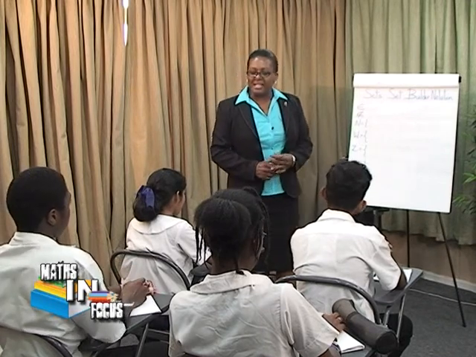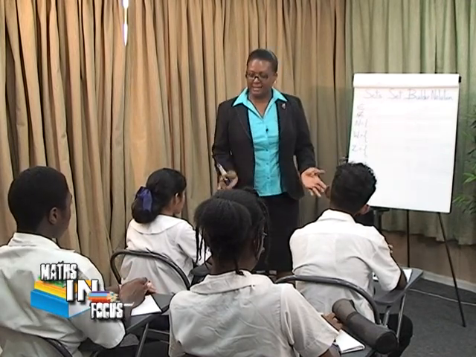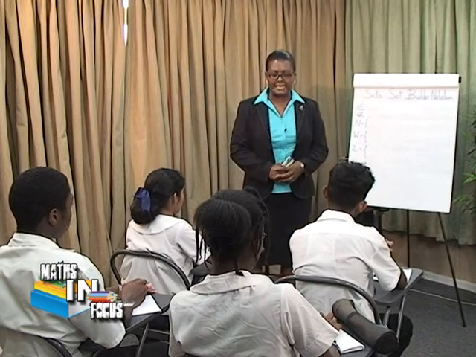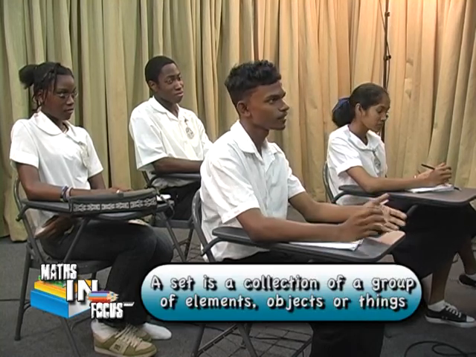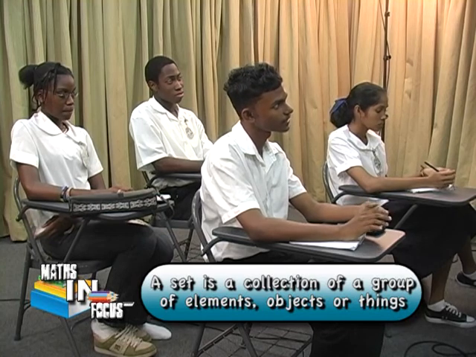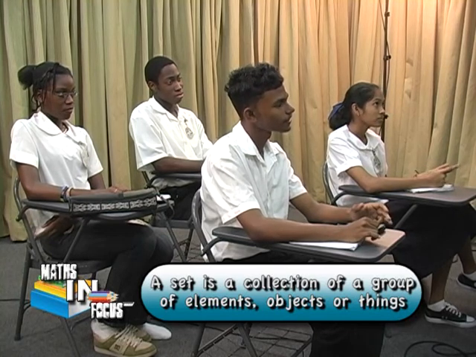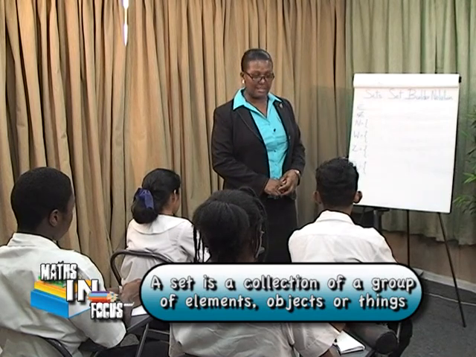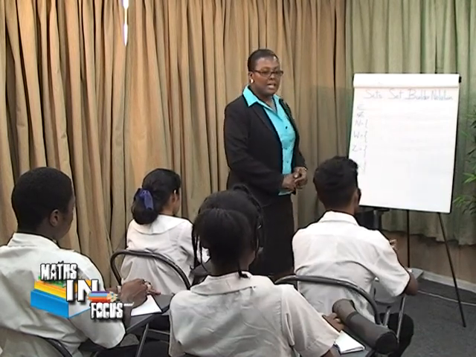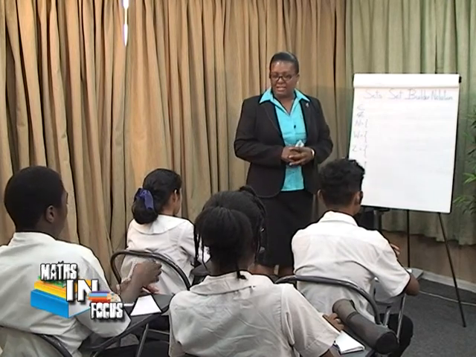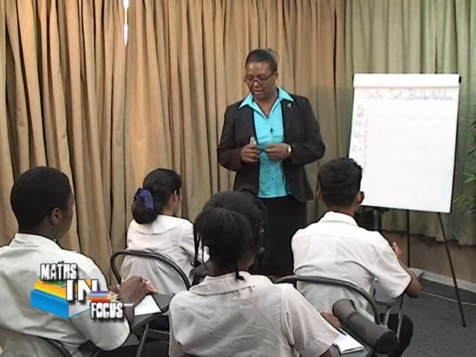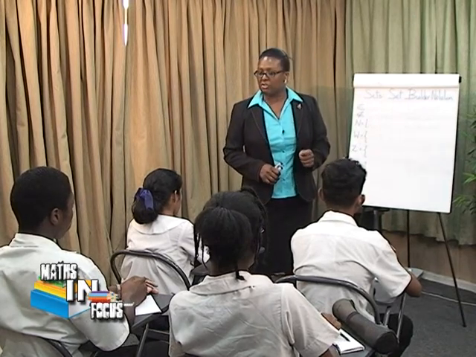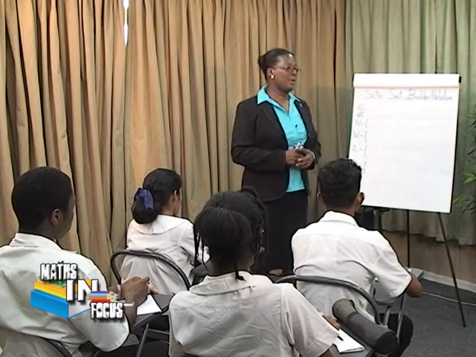Now, first of all, I would like somebody to tell me what is a set, the general definition of what a set is. Yes, Miracle? A set is a collection or group of elements or objects or things. Good. Now, the things that are found in a set are called its elements or members. For example, I have a set of students here, and each one of you is referred to as an element, or I can say a member.